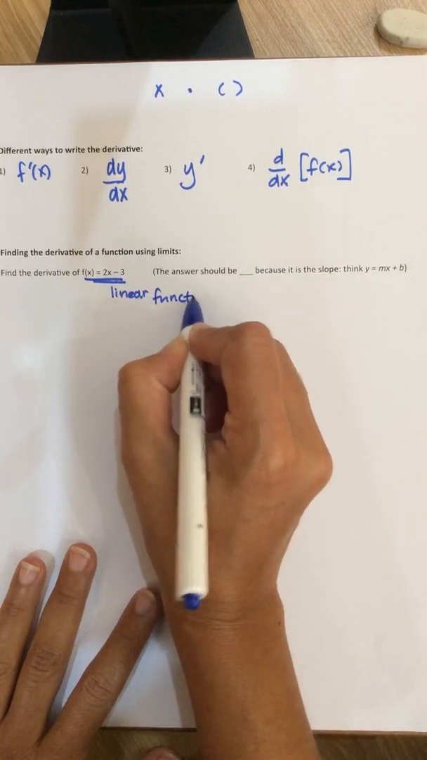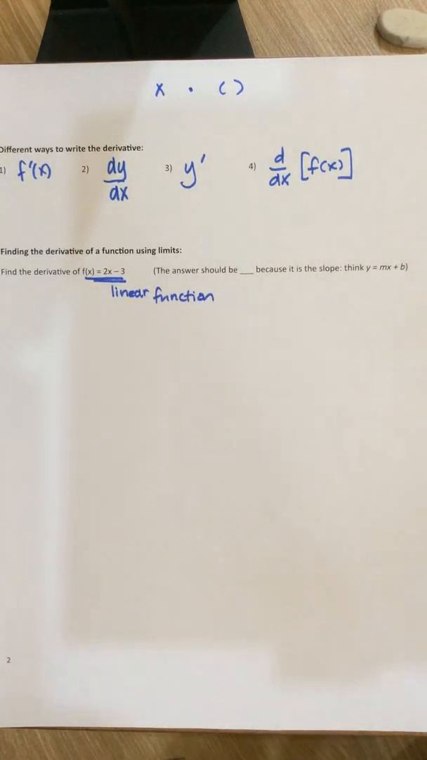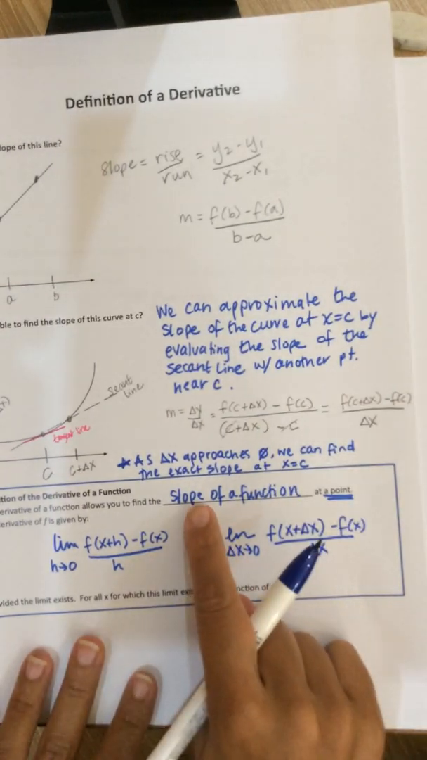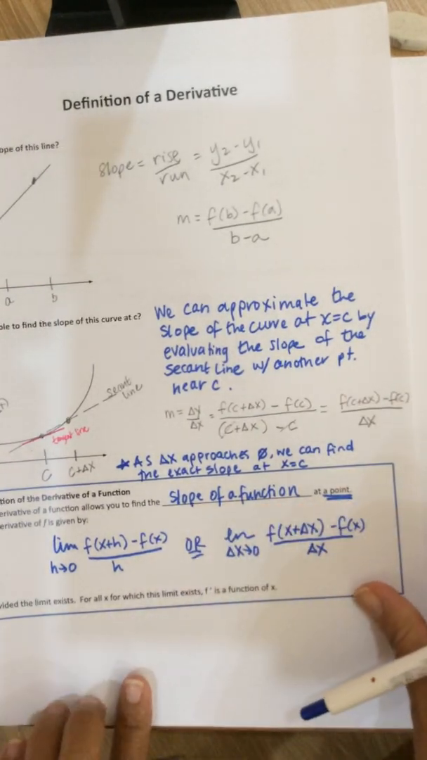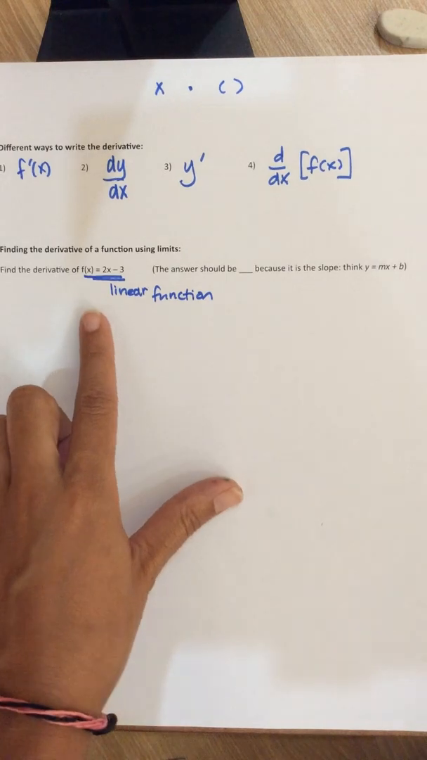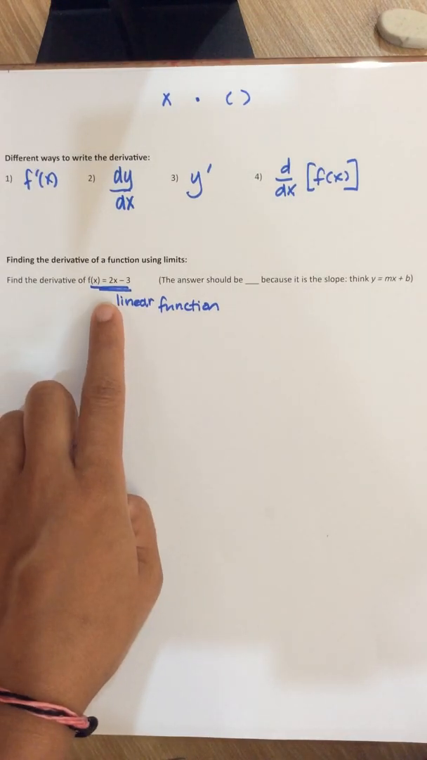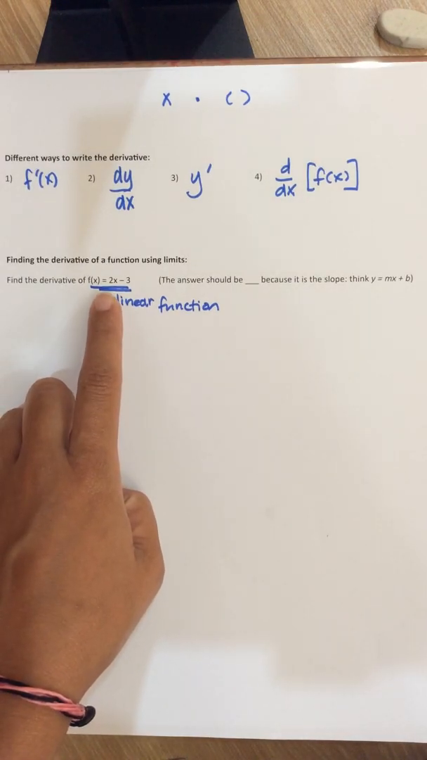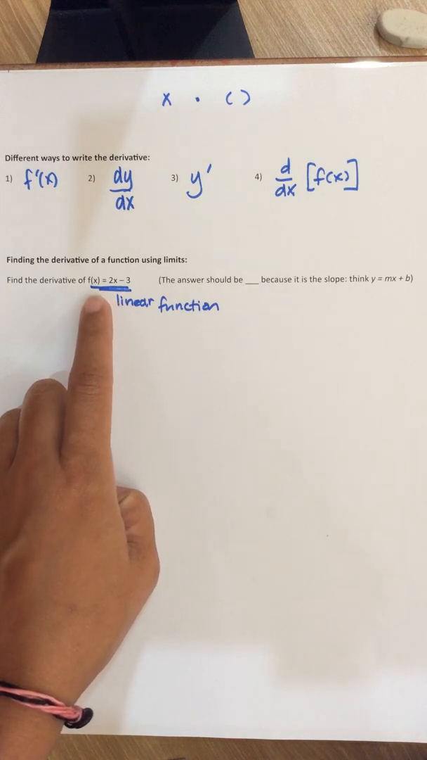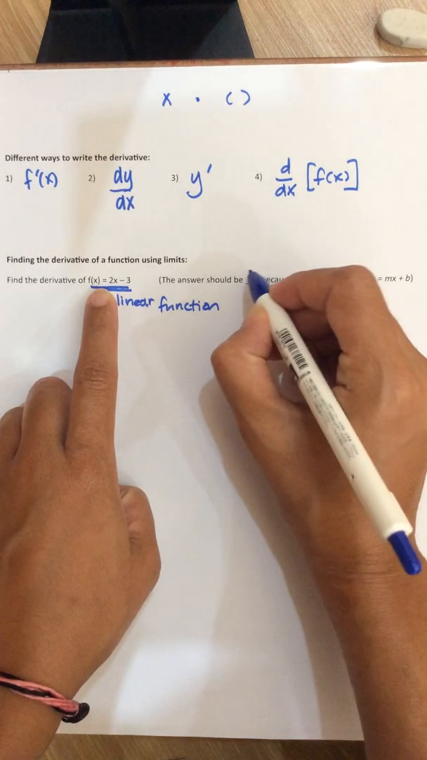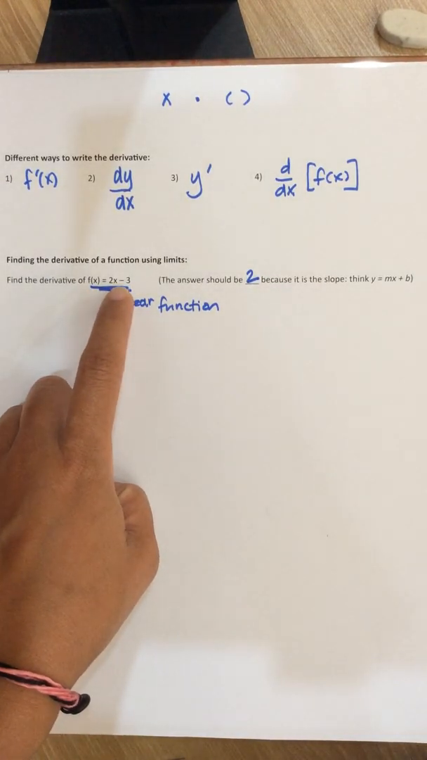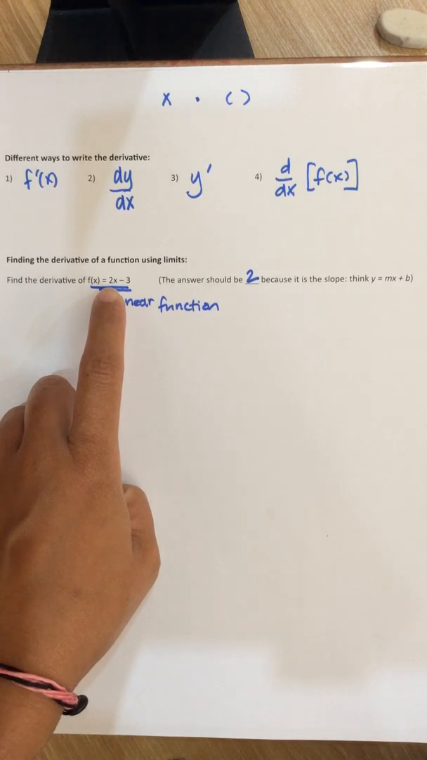So if I go back to my definition of a derivative, the derivative is just the slope of a function at a point. So a line has a constant slope, and this is already set up for you in slope-intercept form. So if this is slope-intercept form of a line, what is the slope of this entire line? Well, it's 2, right? mx plus b. So the slope should be 2.